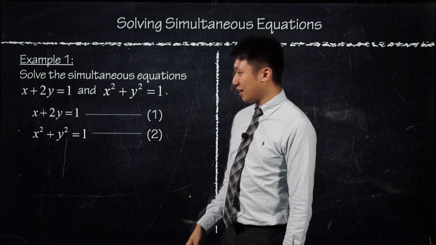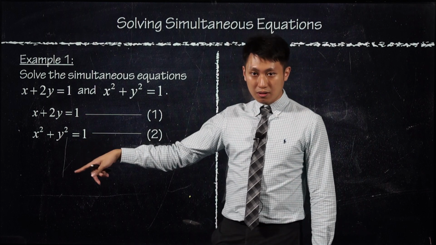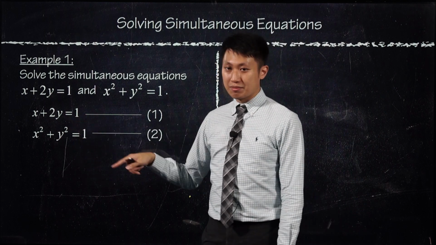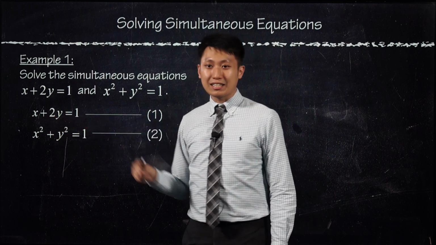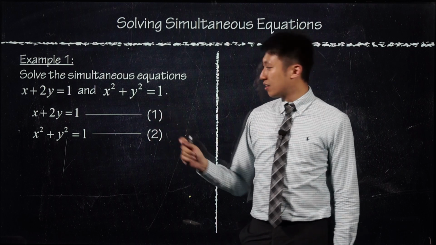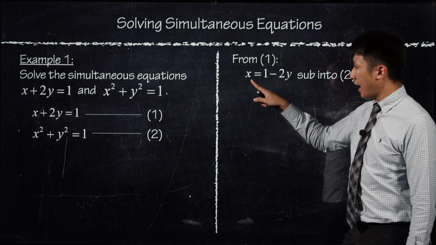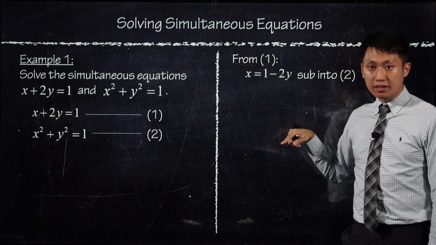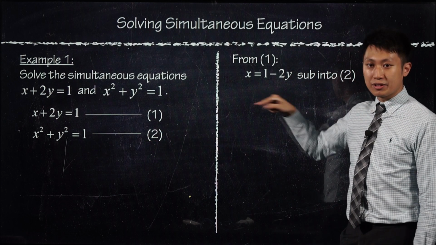Okay, accordingly. First, what do I need to do? I need to sub one into another one. Or I can just equate them. But no, you won't want to equate them. You want to make x stay alone on one side of the equation. Then what do you do? From 1, x is equal to 1 minus 2y. Then I sub into 2. Stay on one side, sub into 2.